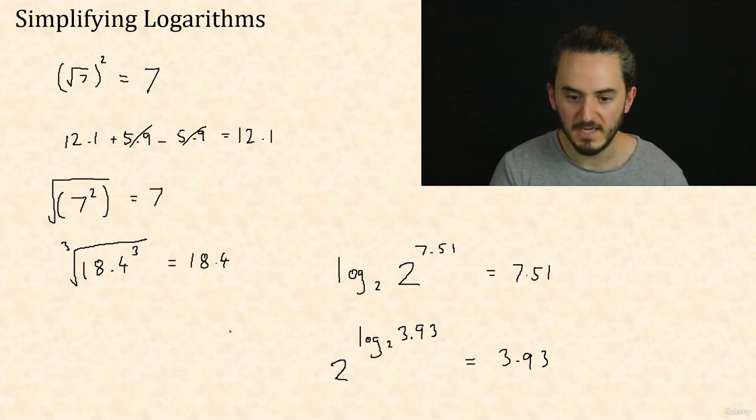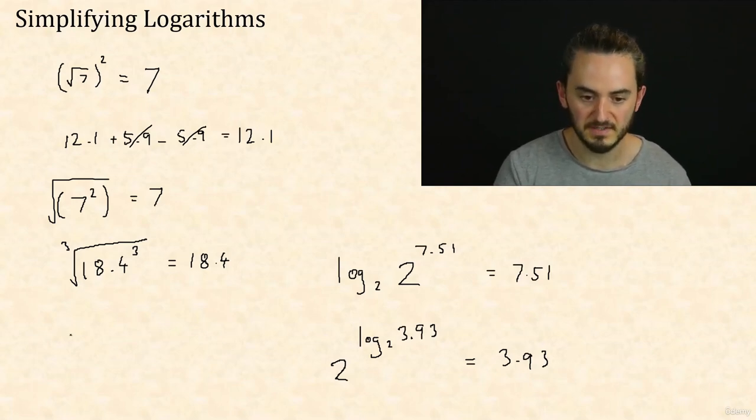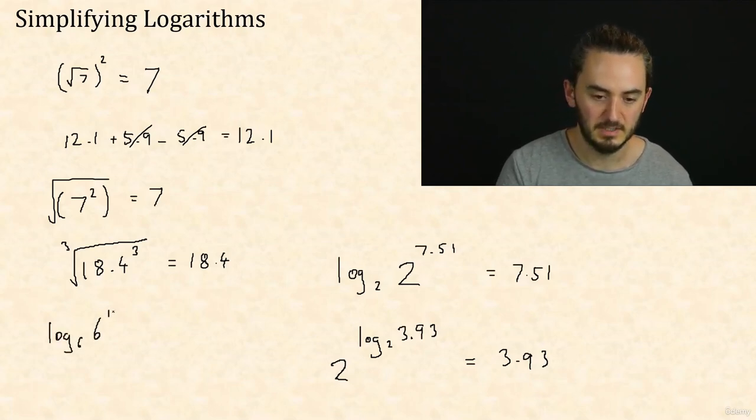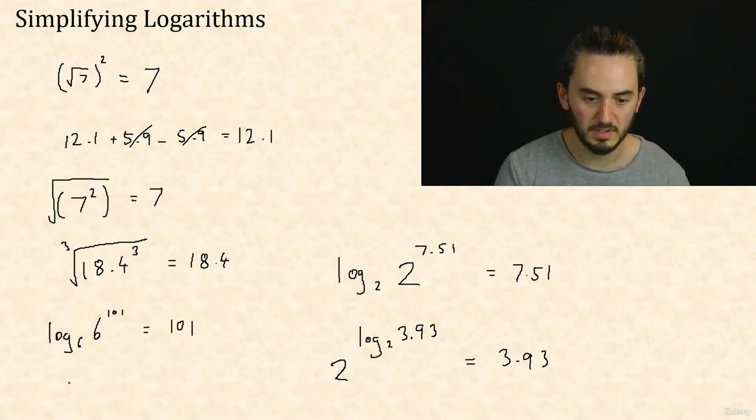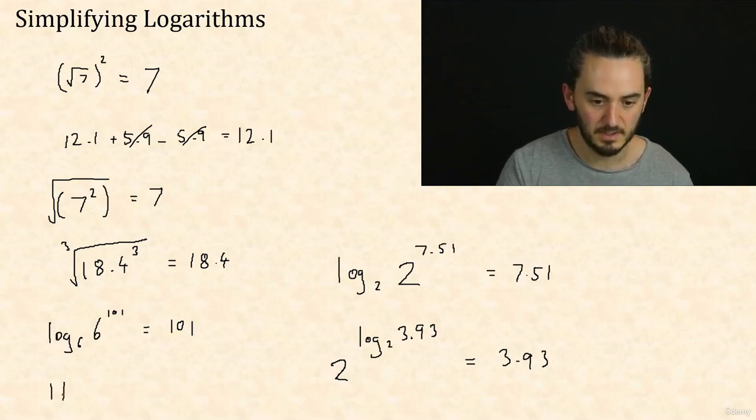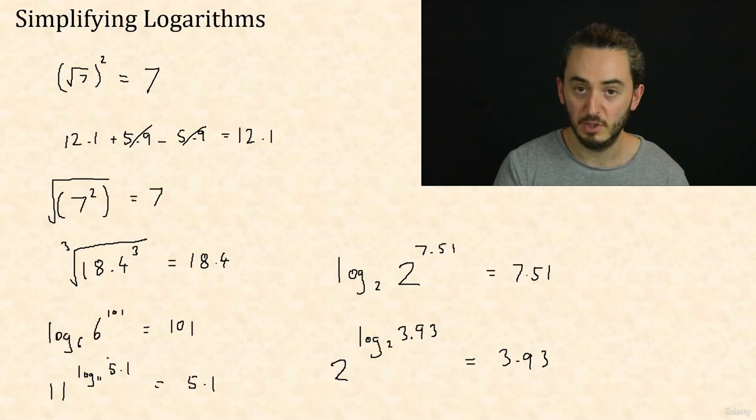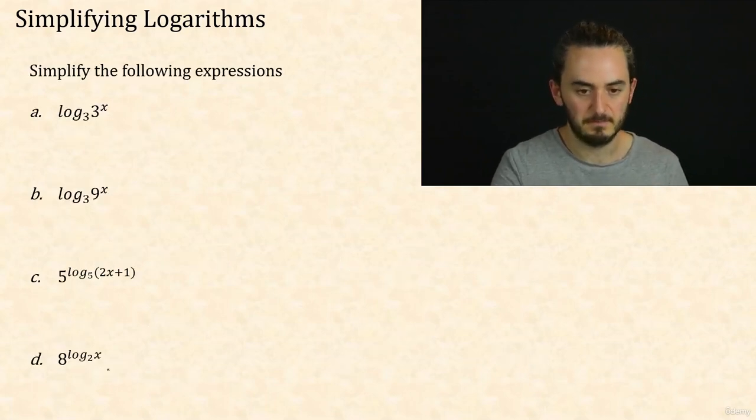And it could be any base. So for example, it could be in base 6. Log base 6 of 6 to the power of 101 is 101. Or let's go with base 11. So 11 to the power of log base 11 of 5.1 is 5.1. So exponentials and logs cancel as long as the base is the same. Let's have a look at some examples.